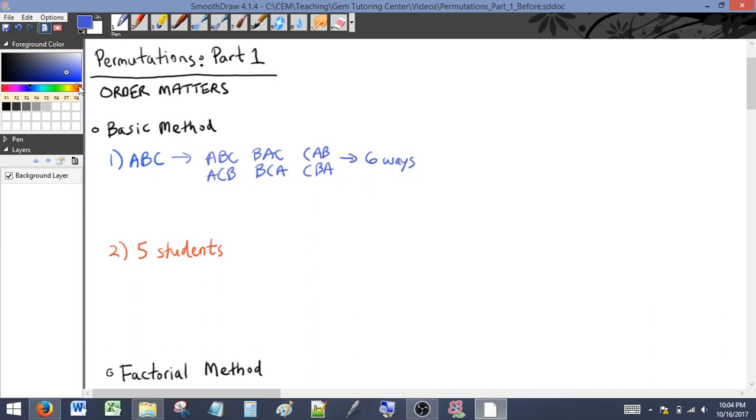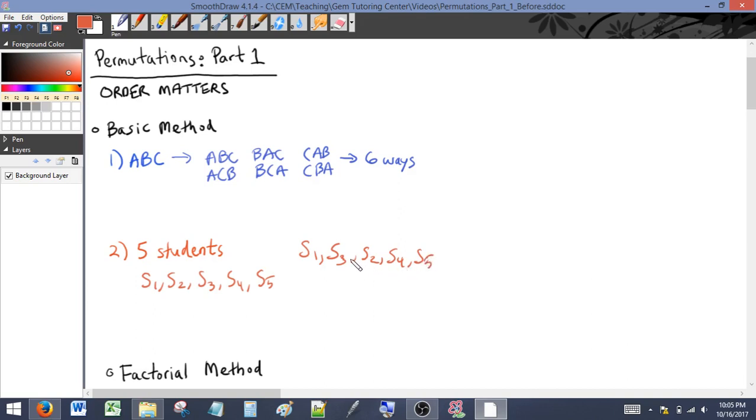Now what if you had 5 students? Let's go on to the next problem. What if you had 5 students and you were asked to arrange them in as many ways as you can with order mattering? So let's write down the students, S1, S2, S3, S4, and S5. Let's write down as many ways as we can where order matters. The first one would be S1, S2, S3, S4, S5, but we could switch it up and say S1, S3, S2, S4, and S5.